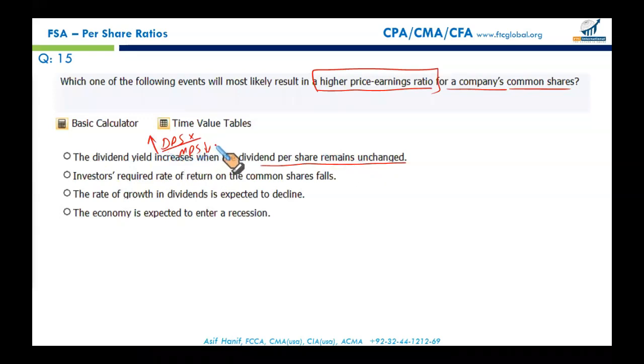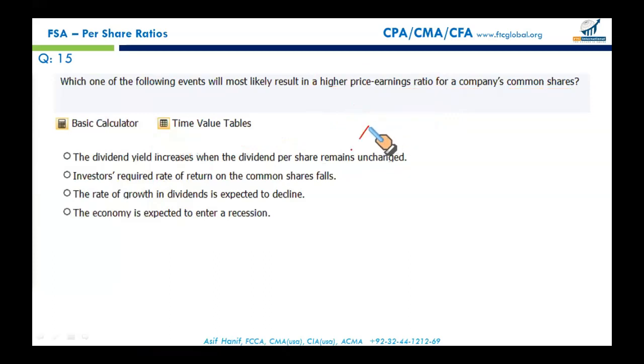But if you bring this situation here, market price per share over earning per share, this is how we calculate the price earning multiple. So in order to make this option correct, market price per share falls, only then the dividend yield increases. If the market price per share falls, then the price earning ratio falls. We need a higher price earning ratio. So option A is not going to serve the purpose, because in option A, market price per share is falling, only then your dividend yield will increase. And lower market price will lower your price earning ratio, not increase. So this option is rejected.